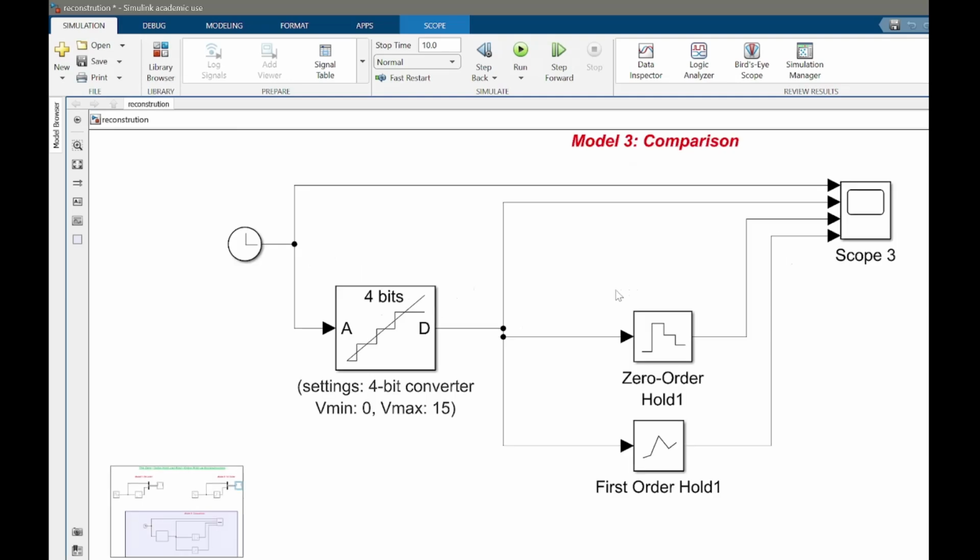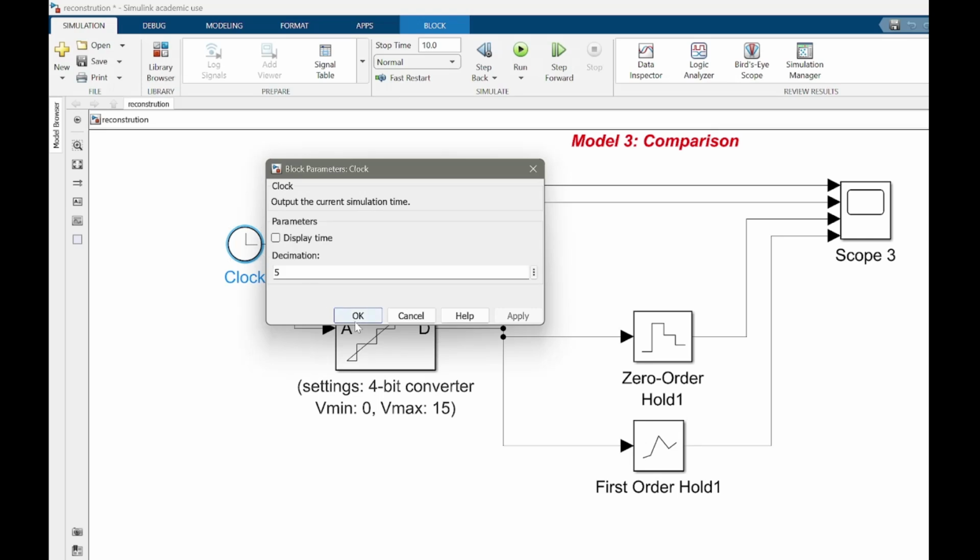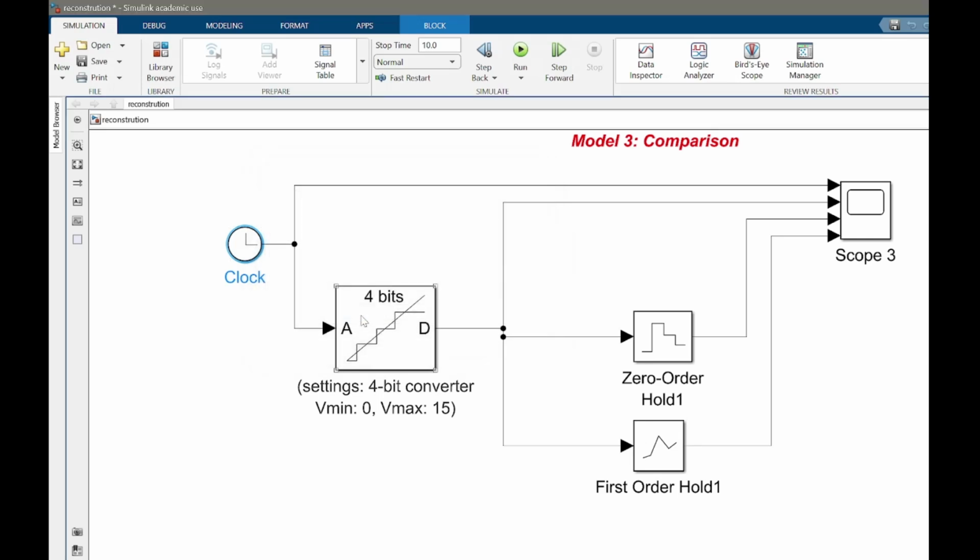Now let's look at the complete reconstruction process. This model demonstrates what actually happens inside many digital control systems. Everything starts with a clock block, decimation of 5. Then the clock simply outputs the simulation time. As time increases, the output increases continuously, forming a smooth analog ramp.